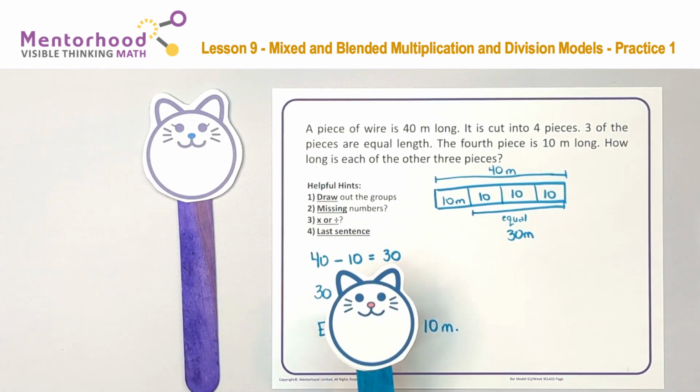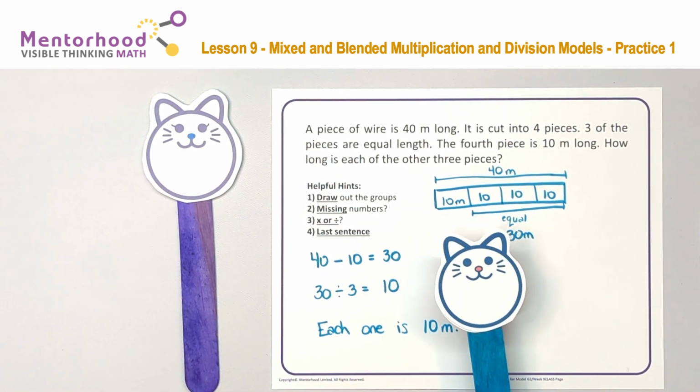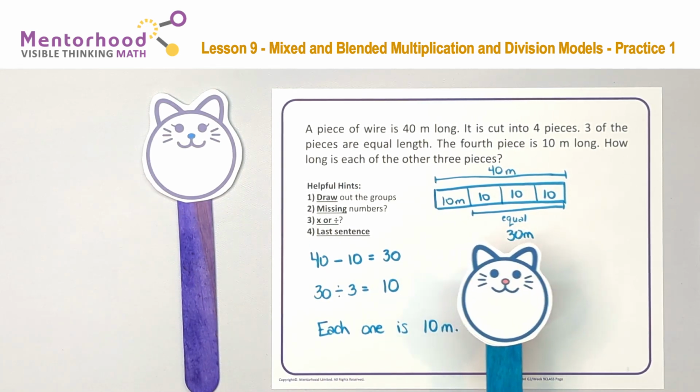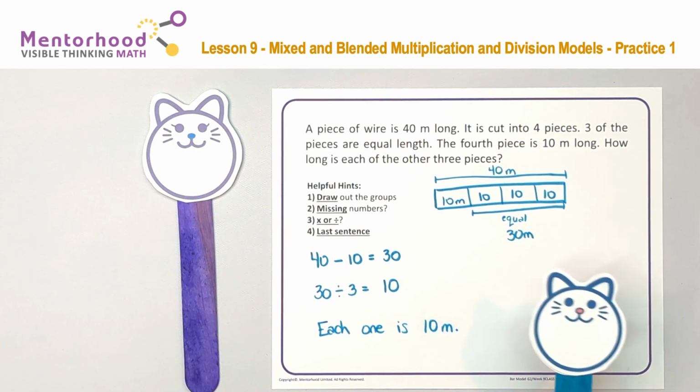So in this case, all 4 pieces were actually equal. The question just didn't tell us that right away. We had to calculate. All right, great job. Let's try another one with the teacher.